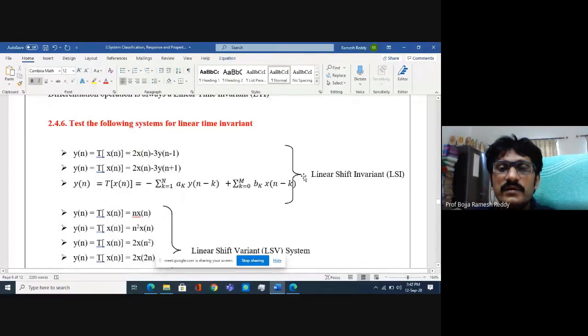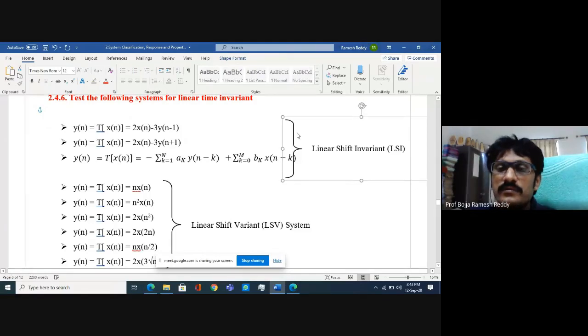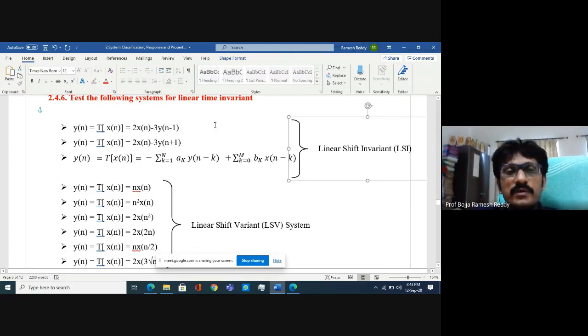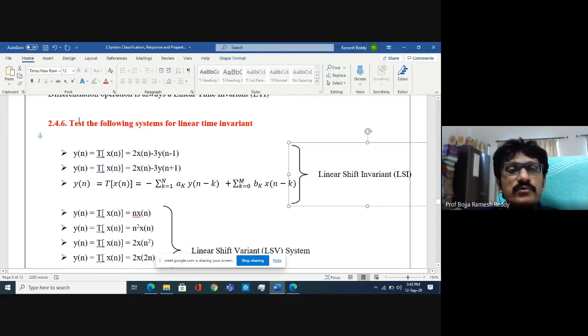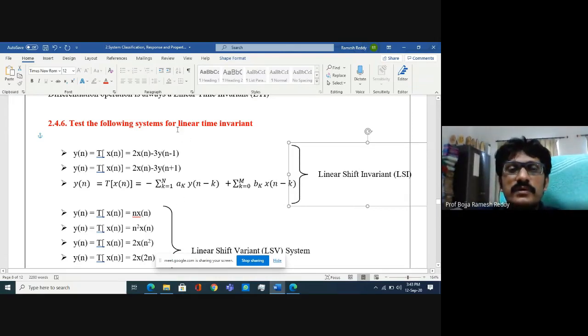Next, here there is no need to solve all these things. Without doing any calculation, we can check the system for various properties. Now we'll see here. They are asking a very simple question. Test the following systems for linear time invariance. In examinations, we may get some questions like this. Here we will see all different types of examples. We are just checking for linear time invariance.